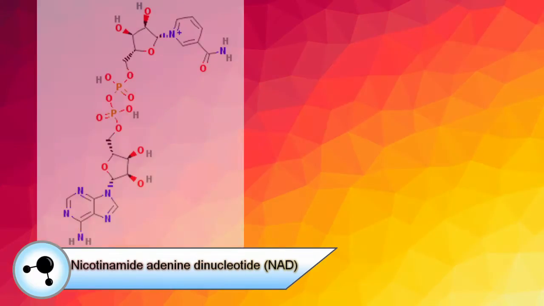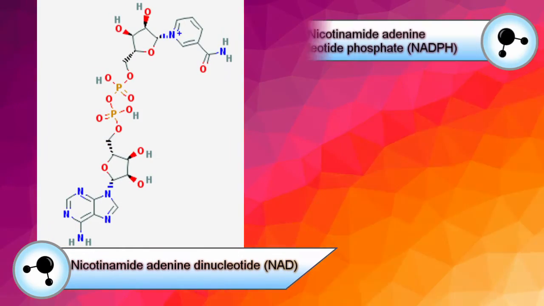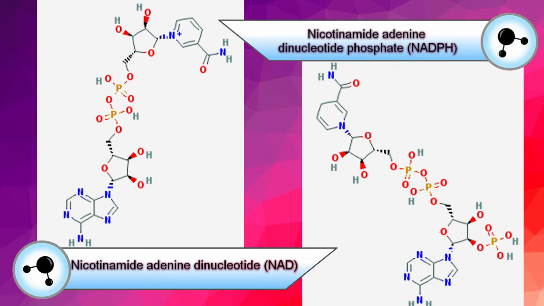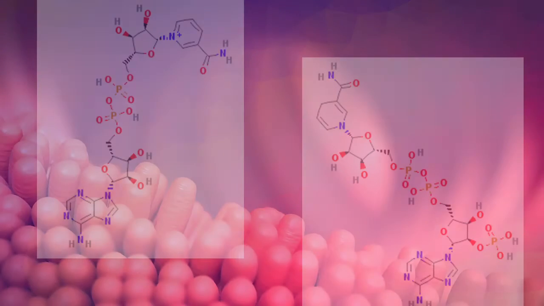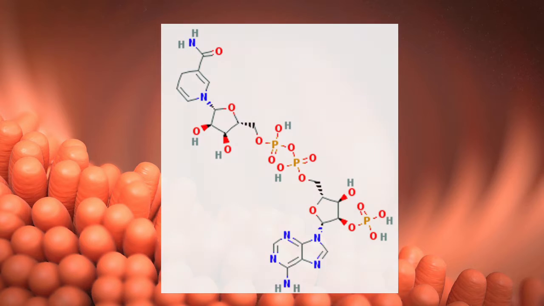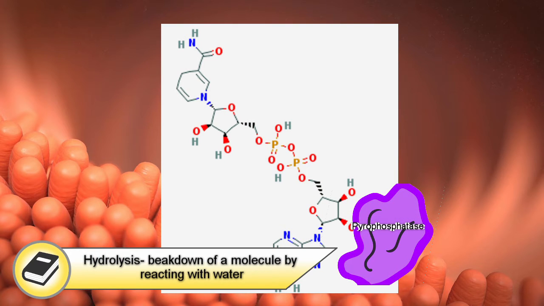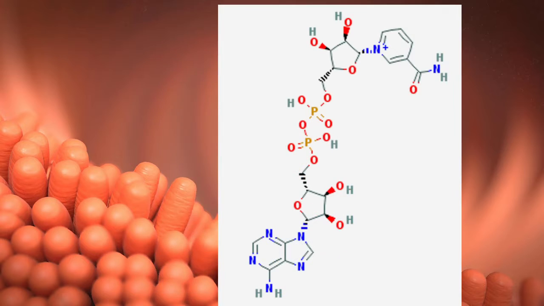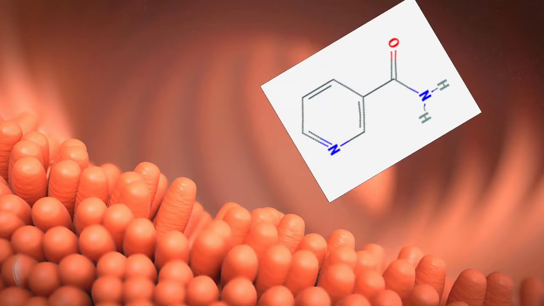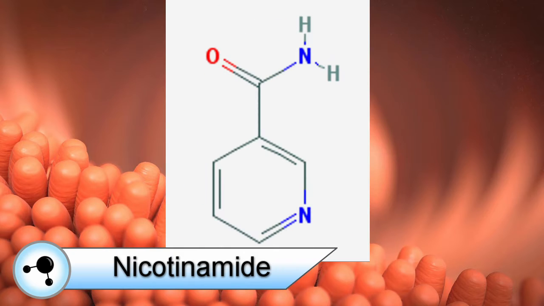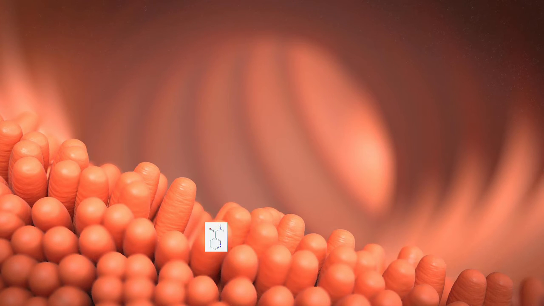Vitamin B3 has two coenzymes, nicotinamide adenine dinucleotide and nicotinamide adenine dinucleotide phosphate. In order to utilize these coenzymes, we must first absorb them. In digestion, NADPH is hydrolyzed by pyrophosphatase in order to become NAD. The glycohydrolase converts NAD into nicotinamide. Nicotinamide is able to be absorbed into the intestines, which also happens to be the most abundant form of vitamin B3 found in the body.